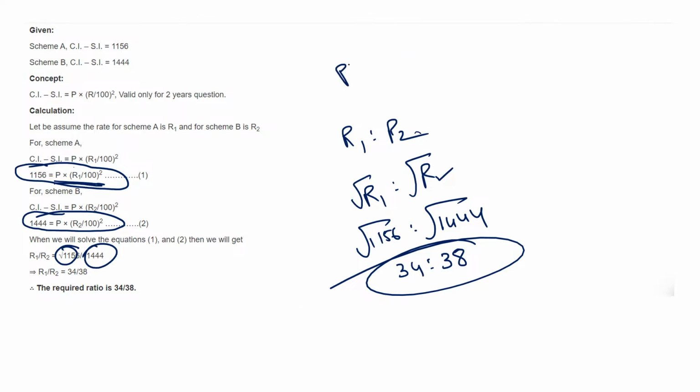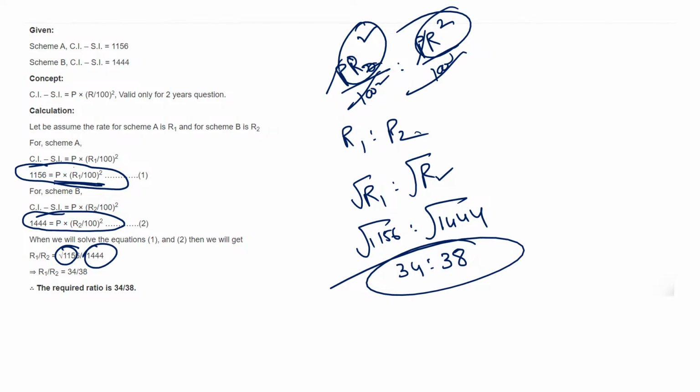Because we know the difference ratio is going to be PR square by 100 square, and here also PR square by 100 square. So whatever the common terms are going to get cancelled. So if you apply square root to the original differences, which are 1156 and 1444, you can directly get the values of R1 is to R2. So that's what we have done here. So if it is clear, all of you type yes, then we will move on to the next problem.